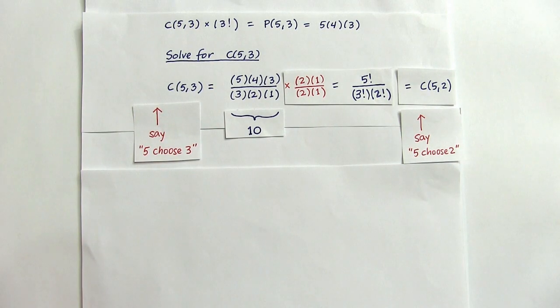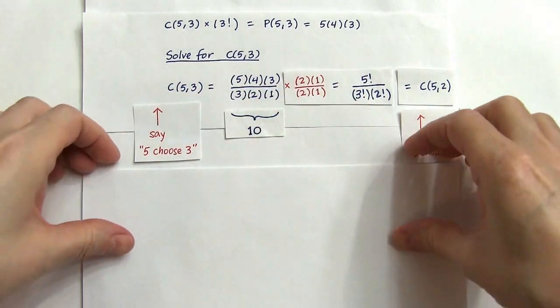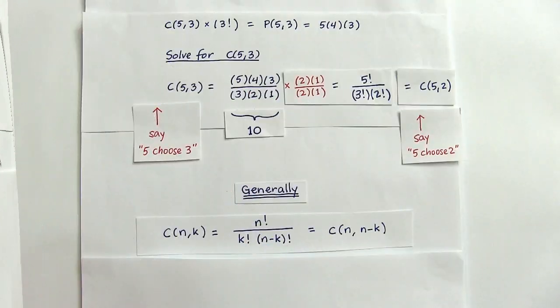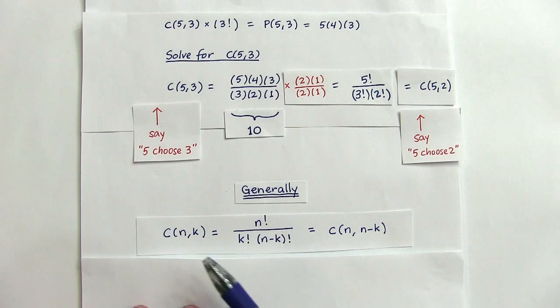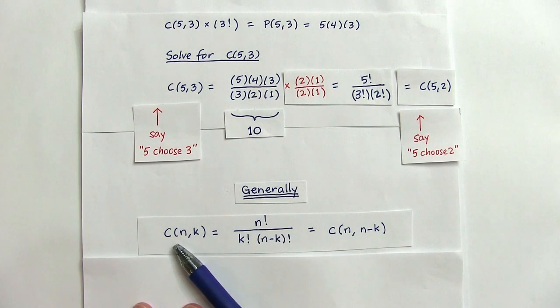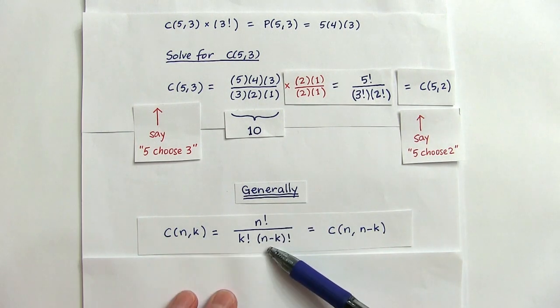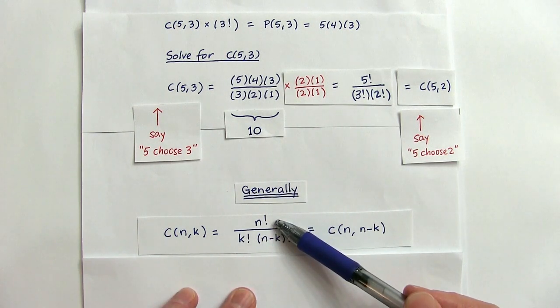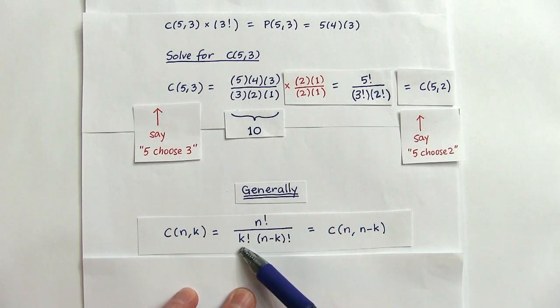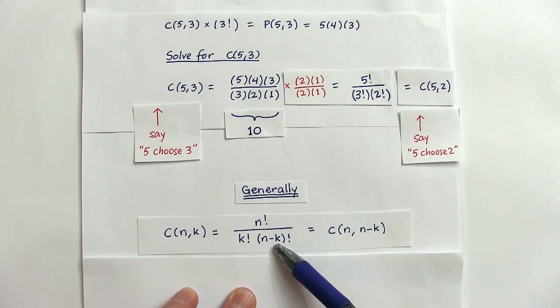This method of counting reveals how we might solve this problem for sets of any size. So this formula generalizes as follows. Generally, the number of combinations of n distinct objects taken k at a time is equal to this ratio, with n factorial in the numerator and k factorial and n minus k factorial in the denominator.